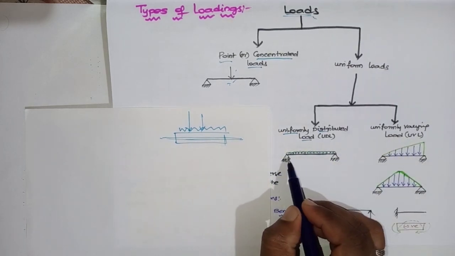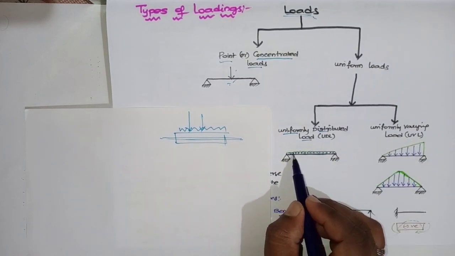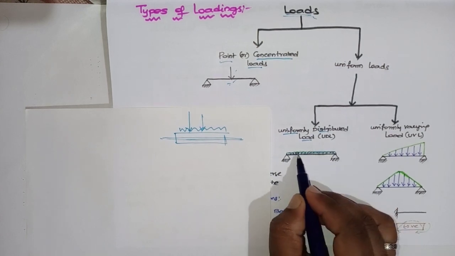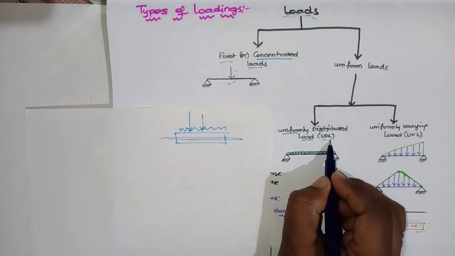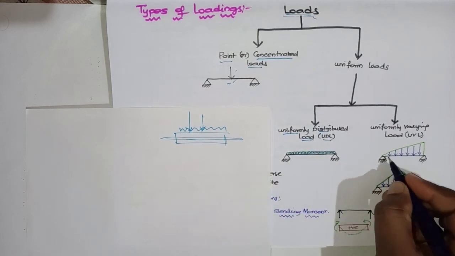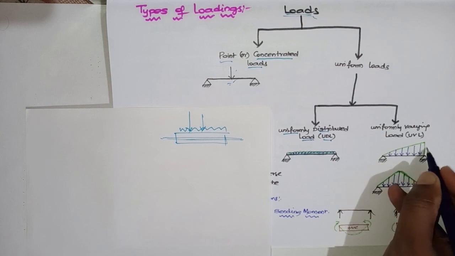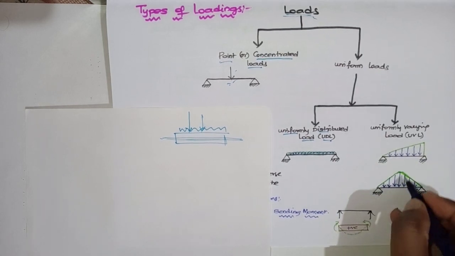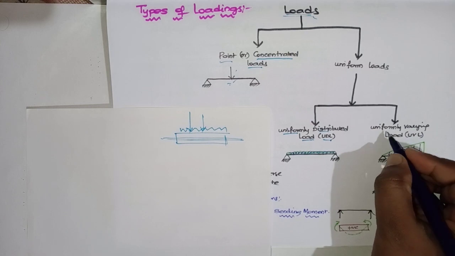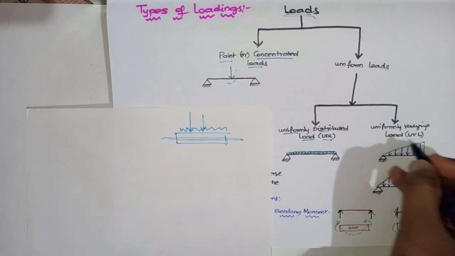Means, if throughout the length the intensity of load is constant, we call it as what? Uniformly distributed load. But if throughout the length the load is varying in this way or in this way, in the middle it will be maximum, or at one support it will be maximum, those types of loads are called UVL, uniformly varying load.